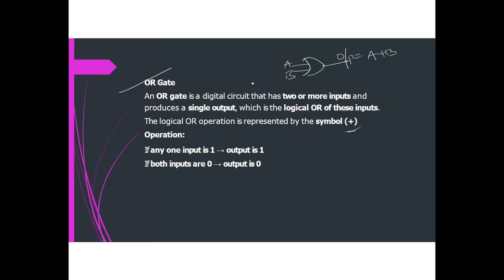So what is the symbol between the two inputs? It is the plus, which is nothing but the sum operation. The OR gate is nothing but a sum operation, meaning it will produce the output of the sum of the two inputs, whereas the AND gate will produce the output of the product of the two inputs.